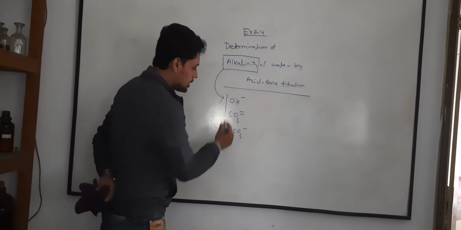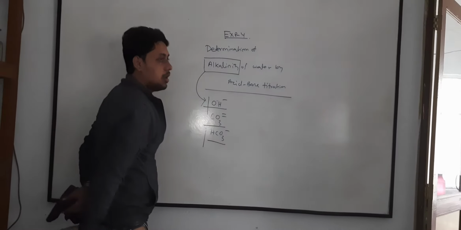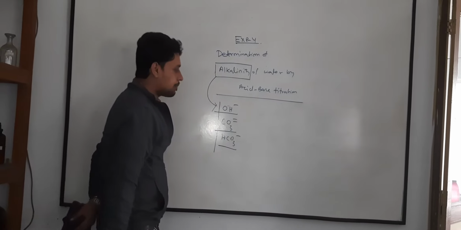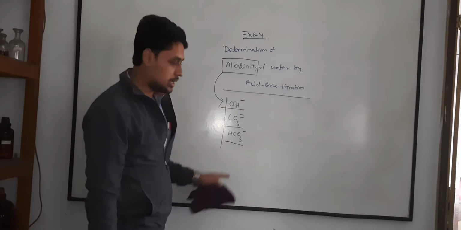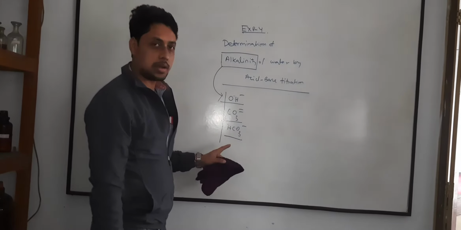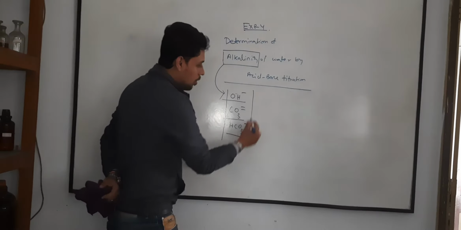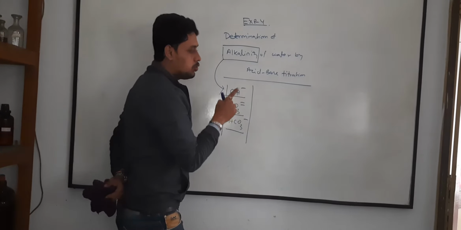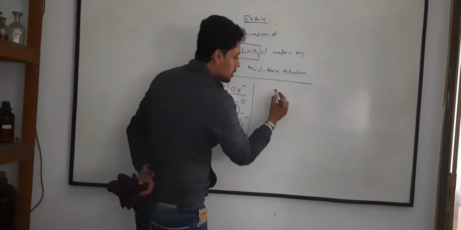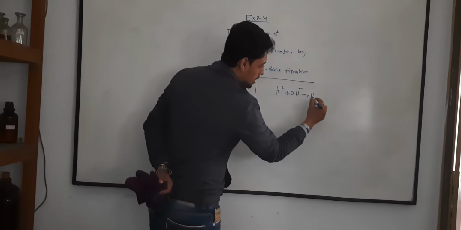Now, due to the presence of three anions, OH minus, carbonate and bicarbonate, water becomes alkaline. Now we need to find which anions are actually present and what is the amount of those anions present in water. In experiment 3, I did a neutralization reaction, that was H plus plus OH minus giving H2O.